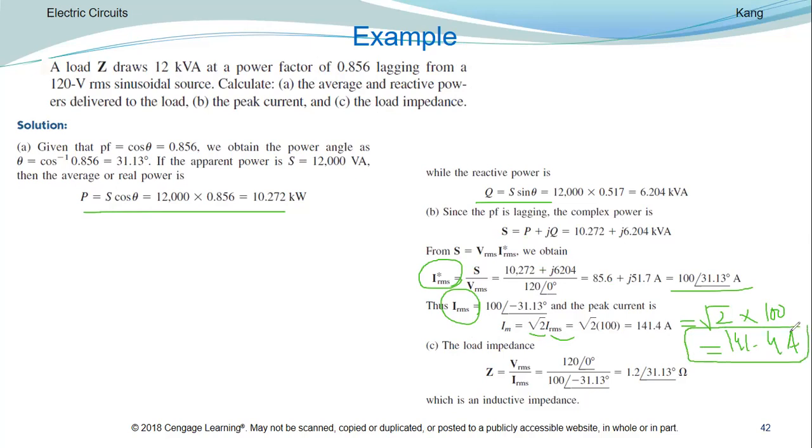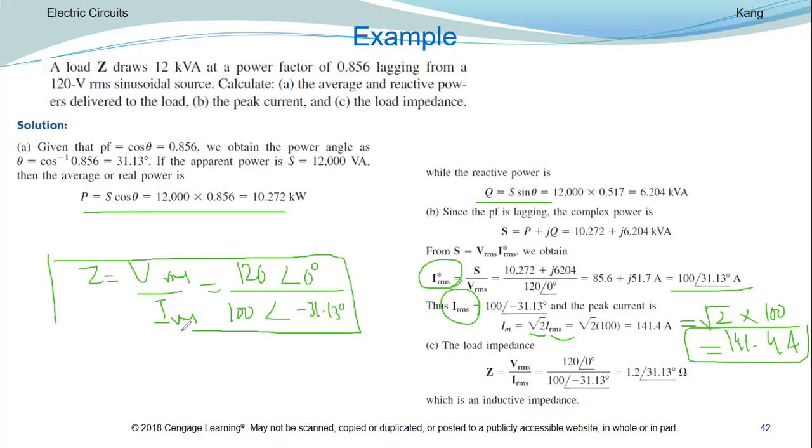Now this C part is the load impedance, so Z equals VRMS divided by IRMS. So it will be 120 with the angle 0 degrees divided by 100 with the angle negative 31.13 degrees. So this is how we find the values of the average and reactive power, the peak current, and the load impedance.